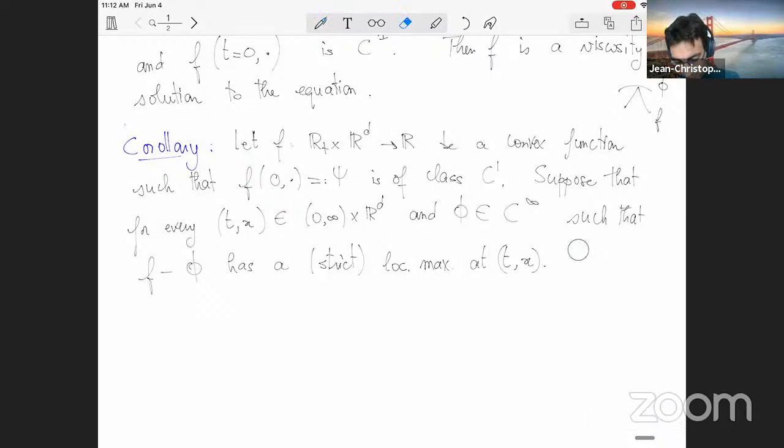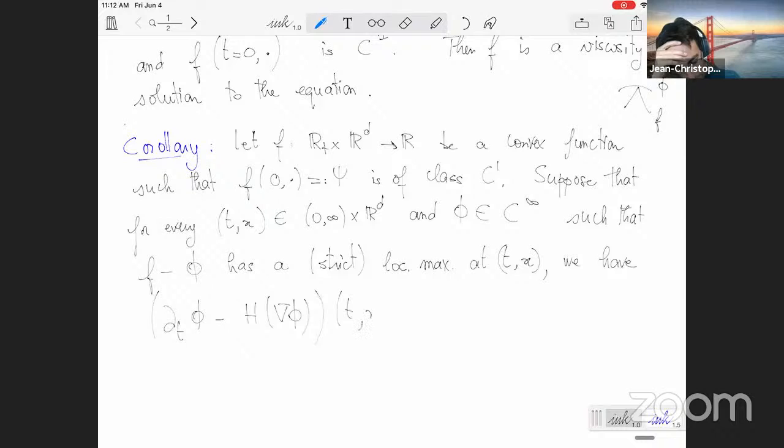we have that the equation is satisfied. We have dt phi minus h of grad phi at the contact point is equal to 0. So here I really require equal to 0. Okay, so contrary to the definition of viscosity solution, where I was putting an inequality here, now it's not a mistake. I really want equal 0 here. So if this is true, then f is the viscosity solution to the equation.